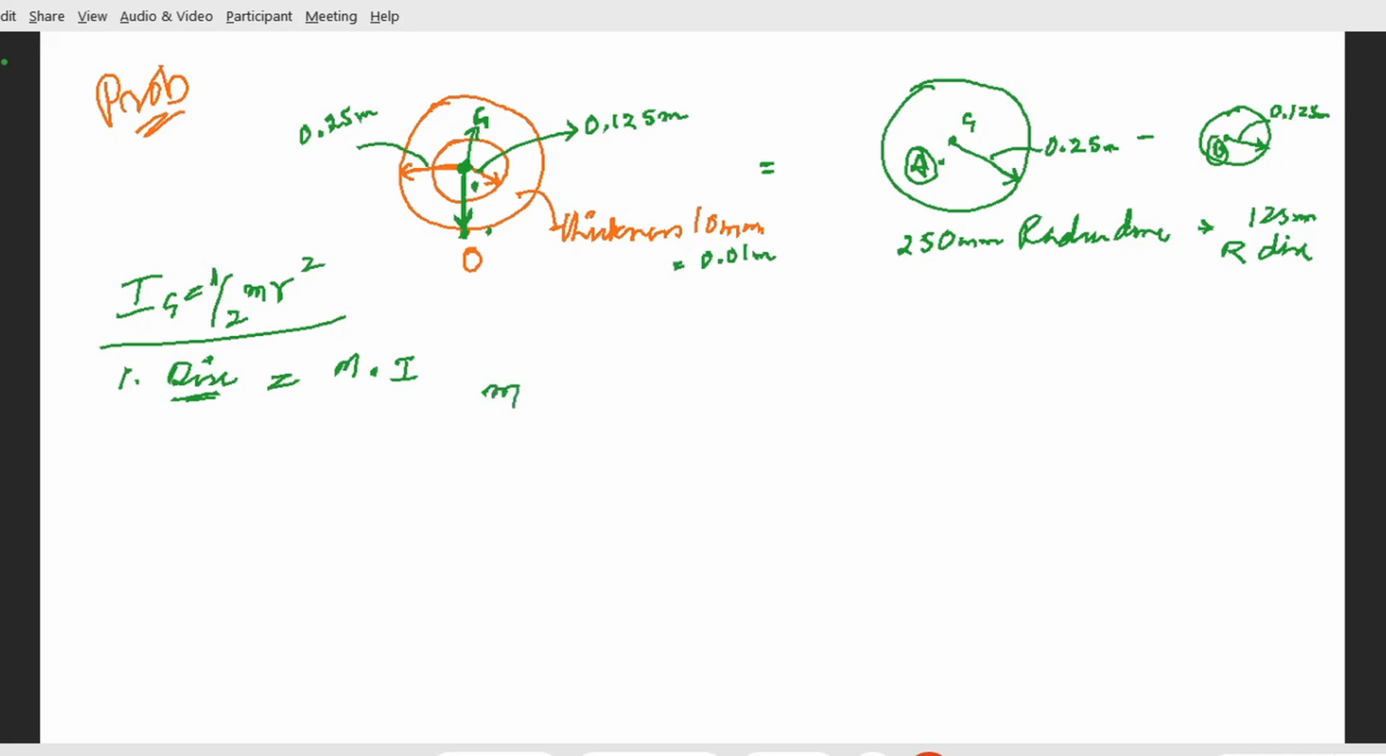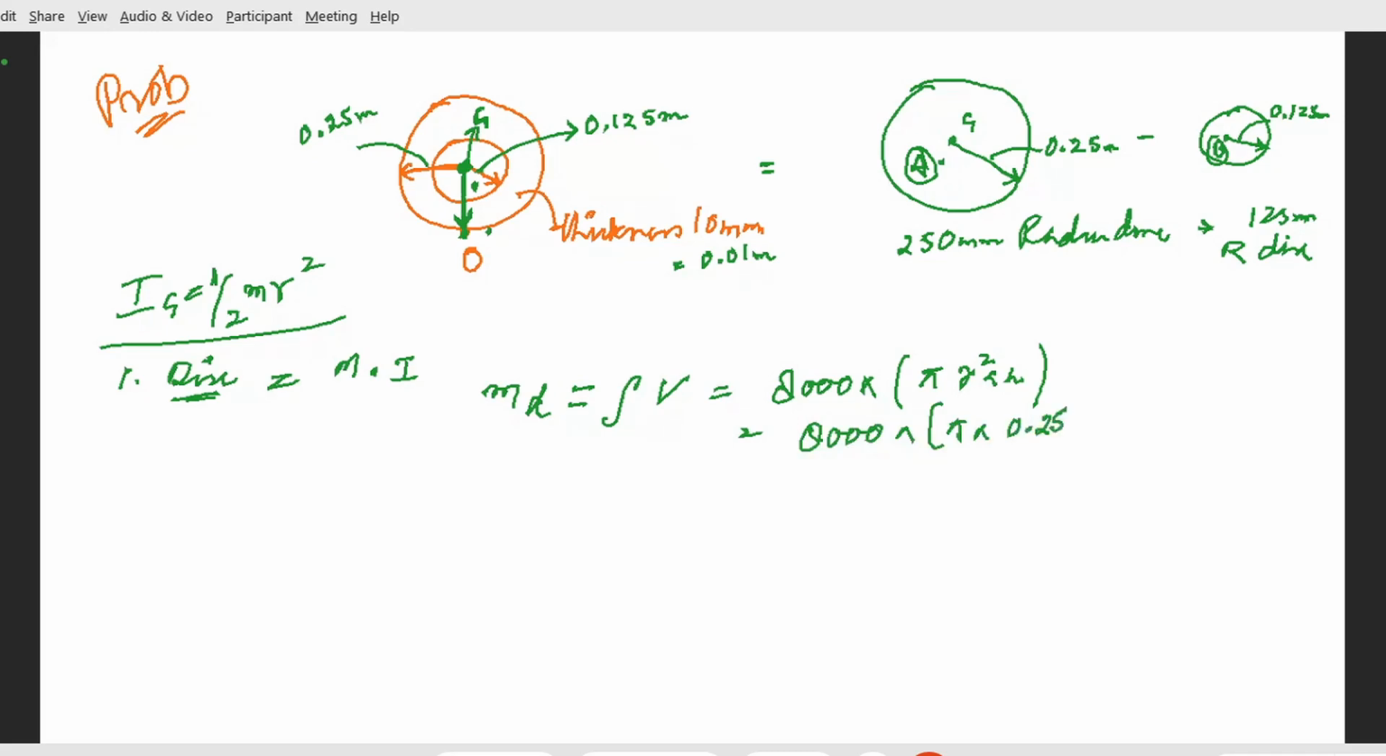Now, when you have to calculate mass, as you already know, it is density times volume of the disk. The value of your density is 8,000 multiplied by the volume of this disk. If you remember, volume of a disk is simply equal to pi r square h. So the value will be 8,000 multiplied by pi, r is 0.25 square, multiplied by the thickness of the disk, which is 0.01.